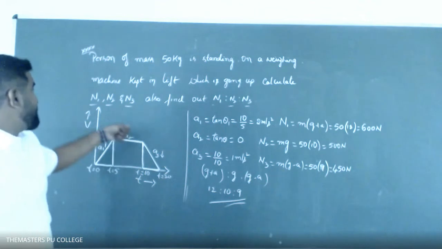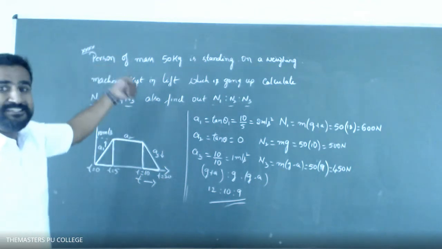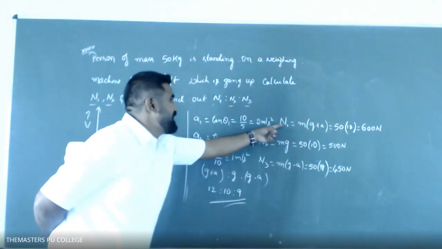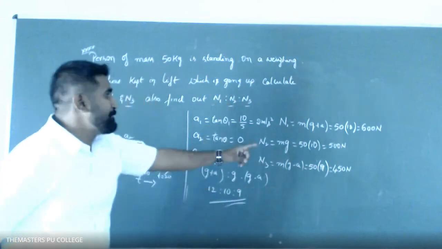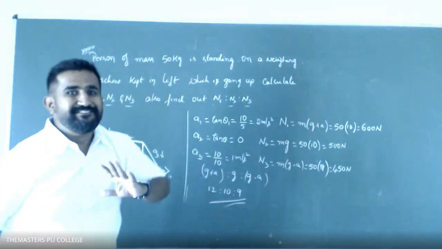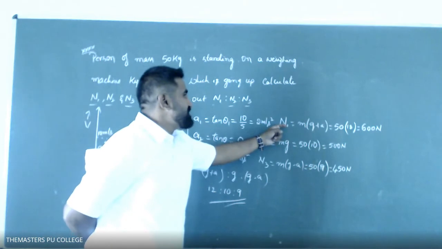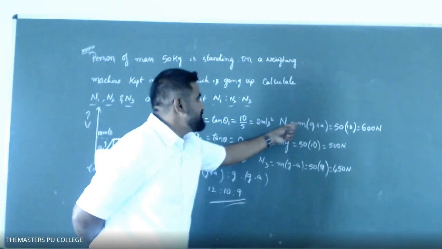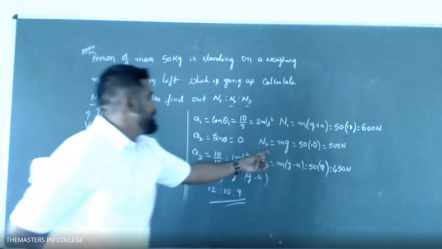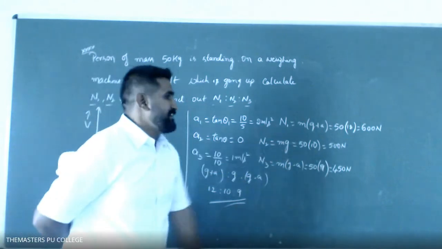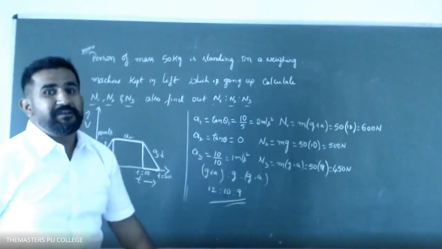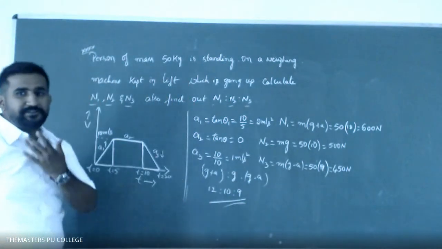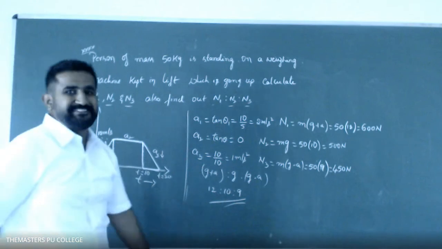If they ask you to find out the tension in the rope, instead of N, put T. When it is going up, tension is 600 Newton. Don't take tension, N is tension now. If they are asking you to find the tension in the rope of the lift, put N equals T. T is equal to 600 when it is going up. When it is moving with constant velocity, 500. When it is decelerating, retarding, then the tension will be equal to 450. N1, N2, N3, don't take tension.